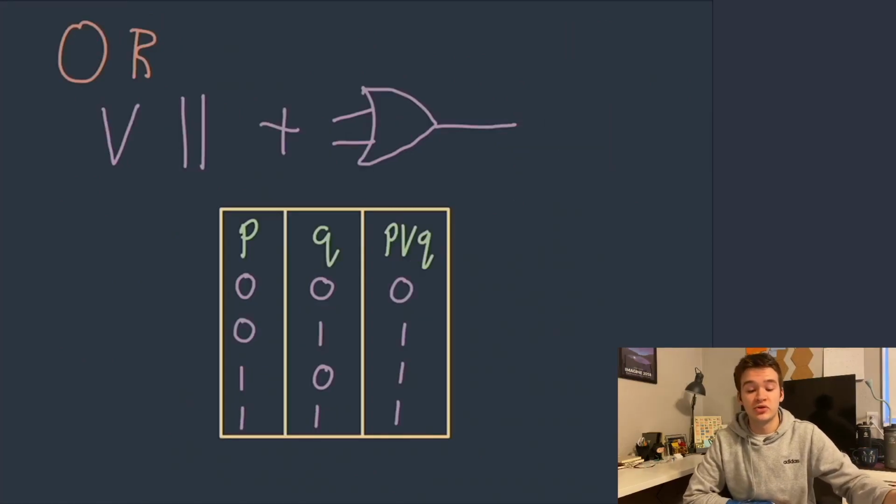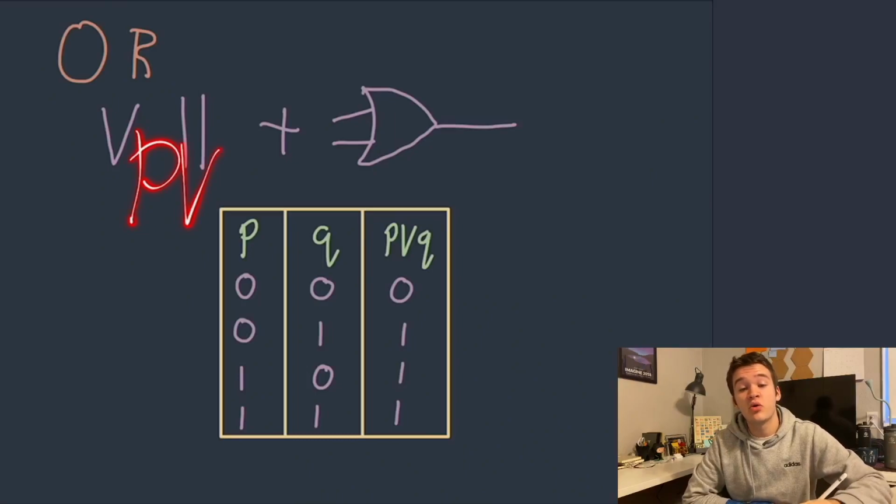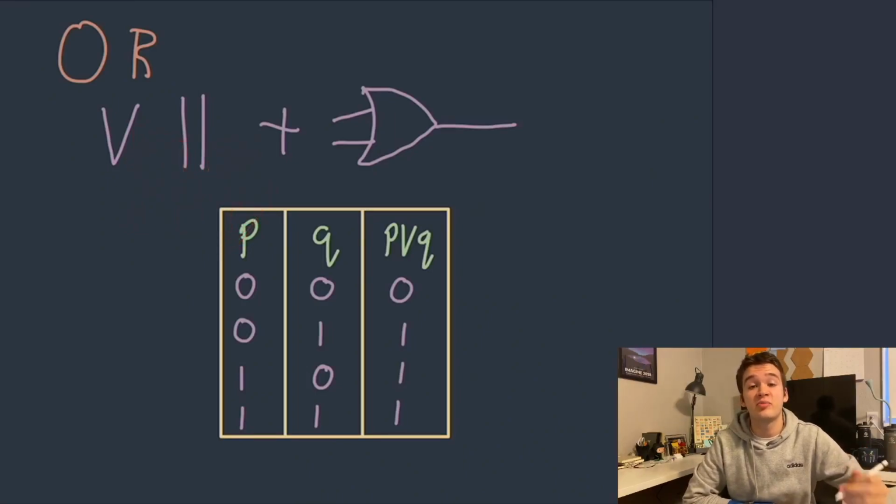The OR operation also does exactly what it sounds like. If you have P or Q, it will output true if either P or Q or both of them are true. It's represented by this symbol or two pipes in computer science.